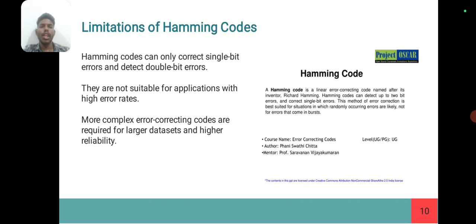This means Hamming codes have the limitation of handling only single bit or double bit errors. If many error bits are present, they can't correct them. They can only correct single bit errors and detect double bit errors, and they can't detect multiple errors. More complex error detection and correction codes are required for large data sets and higher reliability.